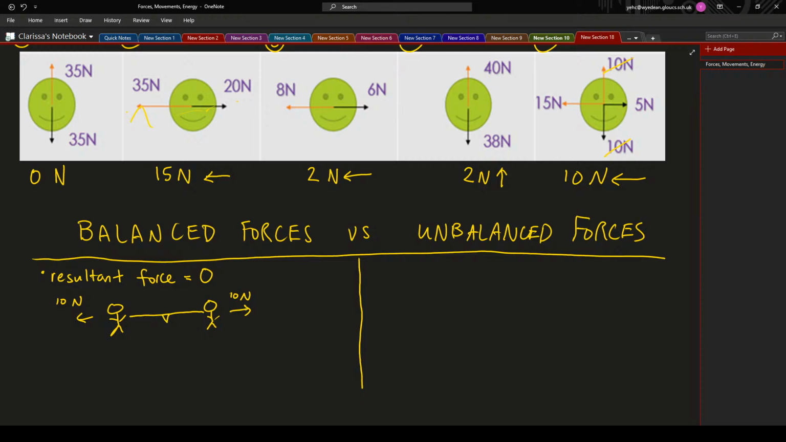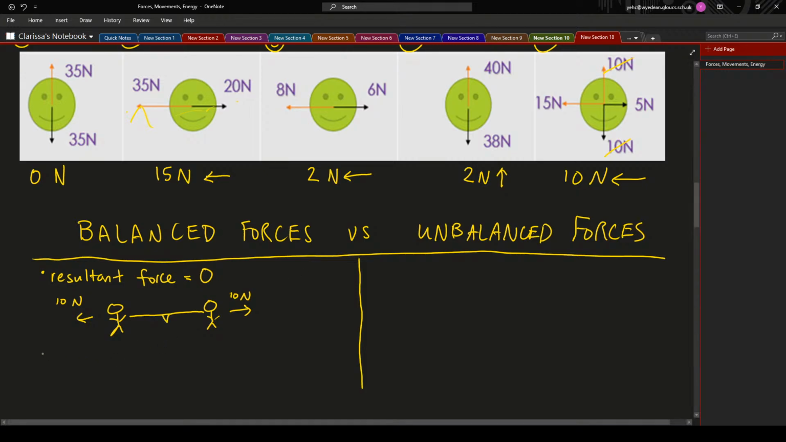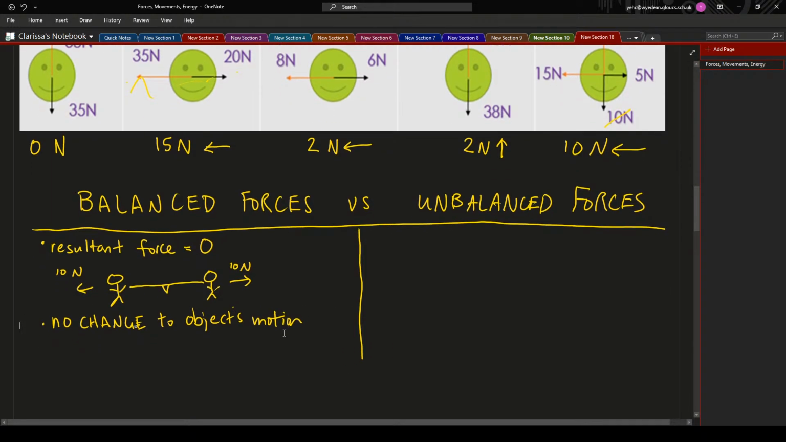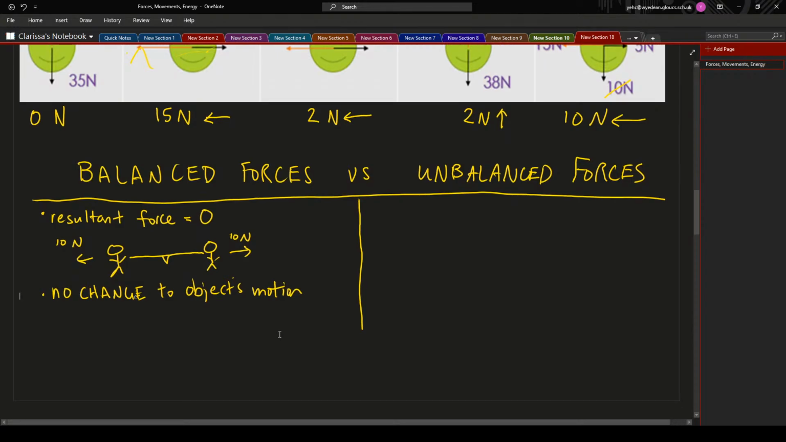Think about the actual rope then. Is the rope going to go in any particular direction? Is it going to start moving? Well, it's not, right? Because there's no force that has won out. So, in the case of balanced forces, there is no change to objects' motion. If it's stationary, it's going to stay still.